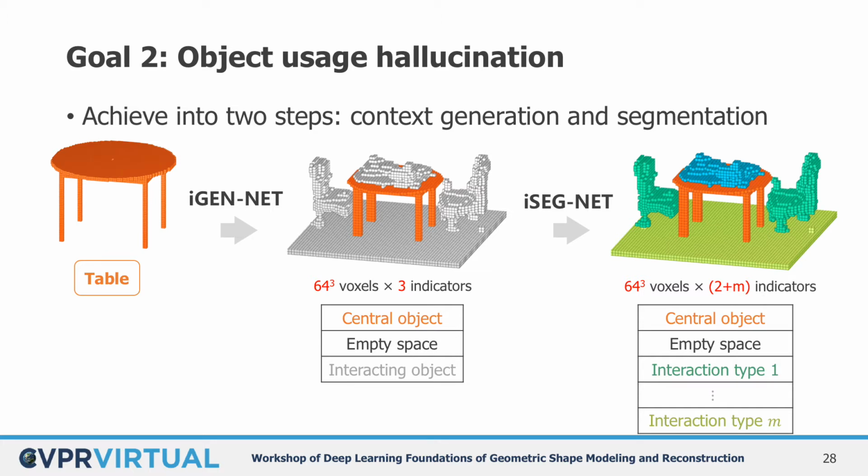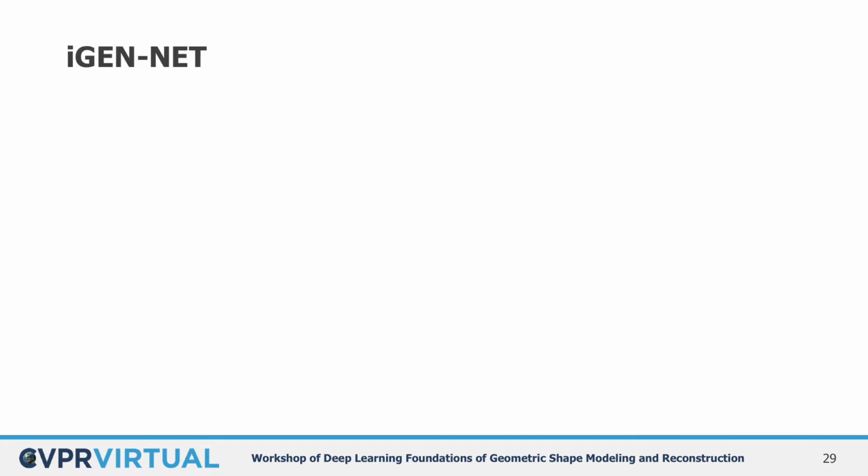Let's first check the EigenNet for interaction context generation. Here, our goal is to generate the corresponding interaction context for the given central object and functionality label.